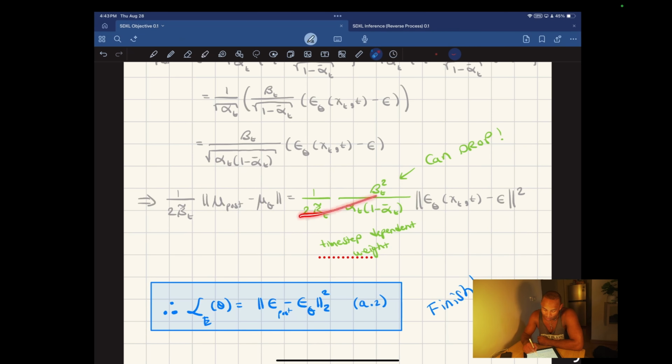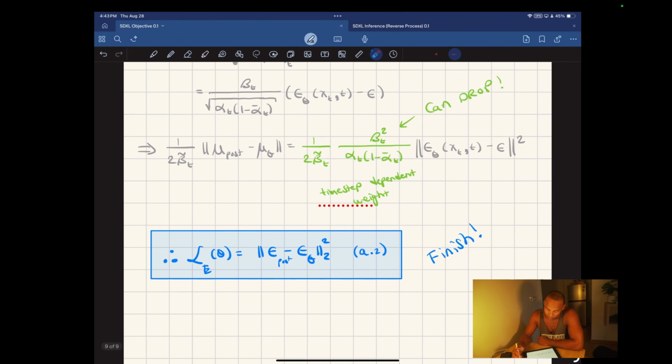In the paper, they drop this. It's a time step dependent weight that could become a hyperparameter, but they drop this. So this is our final objective function.